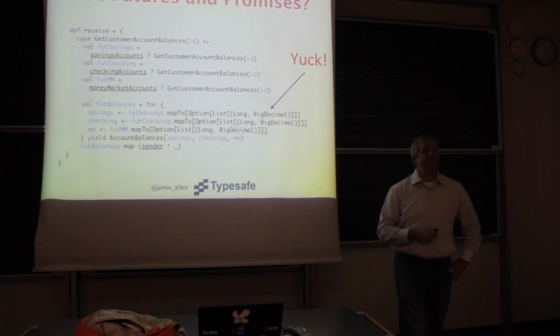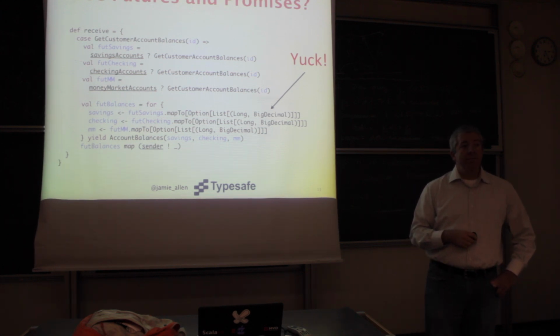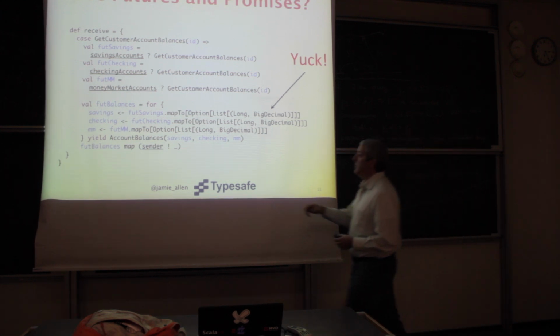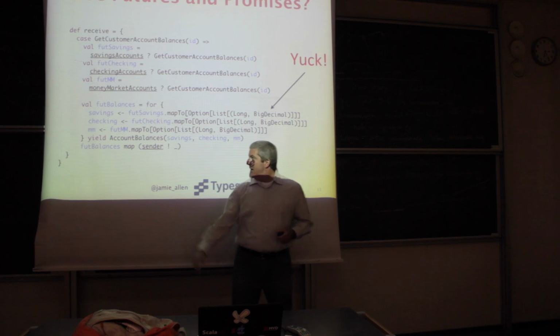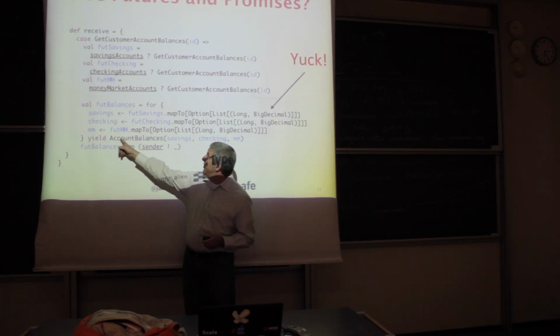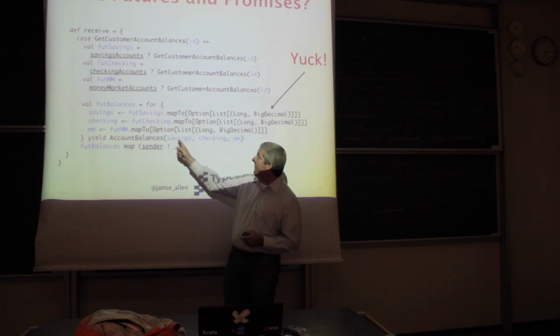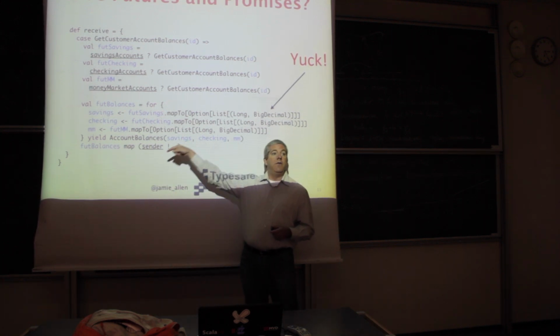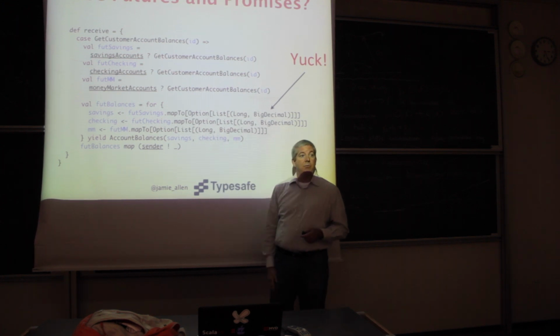Yes? Is this method sending back a lot of messages or just one? Just one. Just one. Yeah. Sender. Yeah. The account balances. In this case, I'm using the underscore notation to say map over whatever's inside of my viewed balances, which is the yielded value of an account balance with the savings, checking, and money market option of a list, long big decimal.